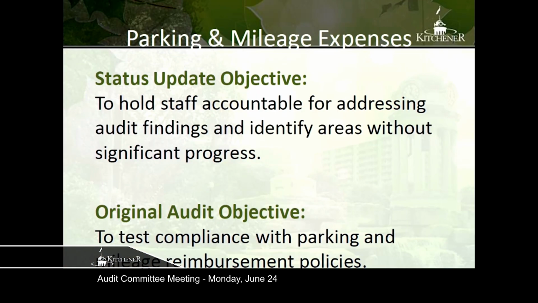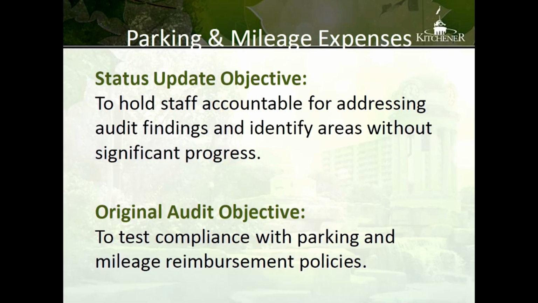Now I'll present the 3 status updates that were done from audits that were done last year, the first of which is the compliance audit of employee parking and mileage expenses. So the objective of all 3 of the status updates is simply to check in on the status of the recommendations and hold staff accountable for addressing the audit findings.